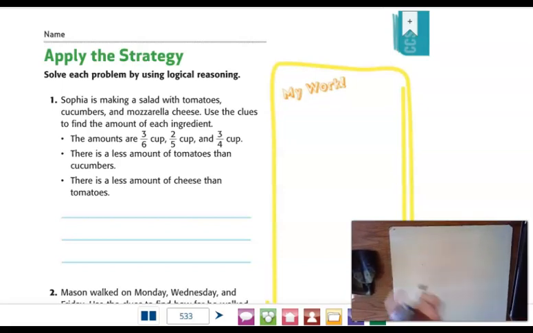Okay, so Sylvia's making a salad with tomatoes, cucumbers, and mozzarella cheese. Use the clues to find the amount of each ingredient. Okay, 3/6, 2/5, and 3/4. There is a less amount of tomatoes. So now I'm going to write it differently. Tomatoes are less. Remember, we had the other symbol the other time. This is the less than. Tomatoes are less than cucumbers.